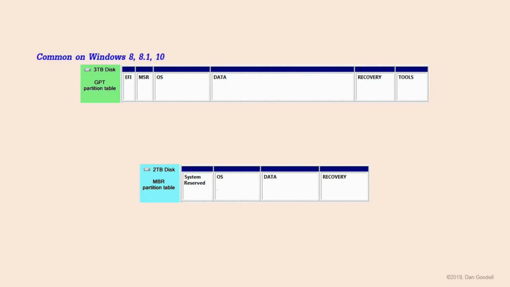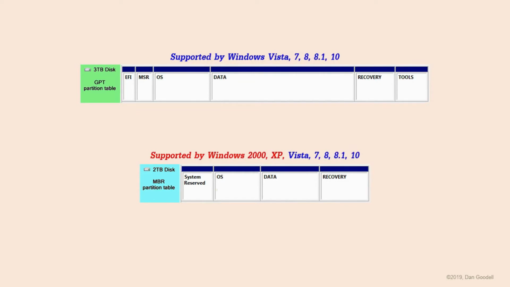Most modern computers come with drives that use a GPT partition table. Drives using an MBR-style partition table were common prior to Windows 8, and are now sometimes referred to as legacy drives. There are pros and cons to both partition table styles, but if you have Windows 7 or later, your OS can work seamlessly with drives of either partitioning scheme.